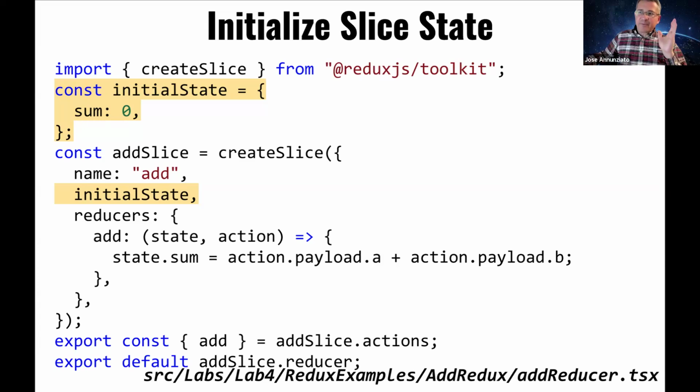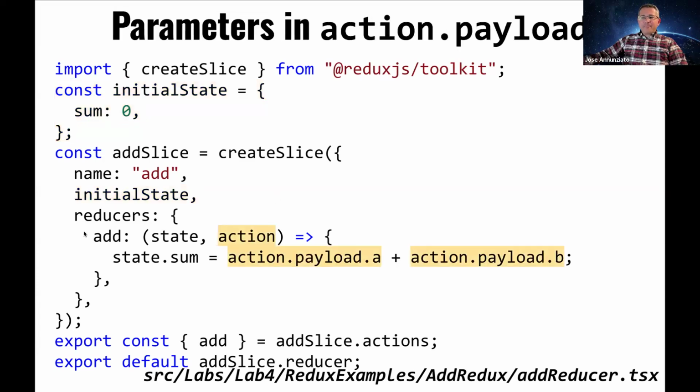So for instance, here's another trivial example where we are maintaining some kind of sum, right? And we want to pass attributes, we want to pass values, we want to pass parameters to a reducer, right? We initialize the sum equal to 0, and then we have a reducer add that we want to be able to pass parameters to, such as add these two values, a plus b. And so parameters that get passed into reducer functions are grouped into what is called a payload, a bigger object.